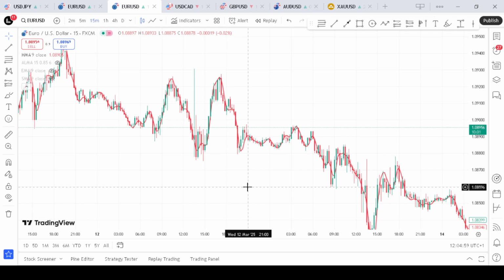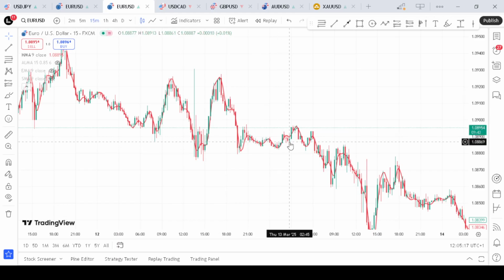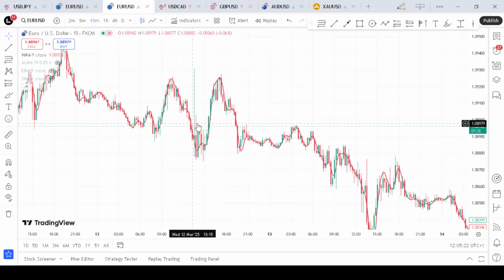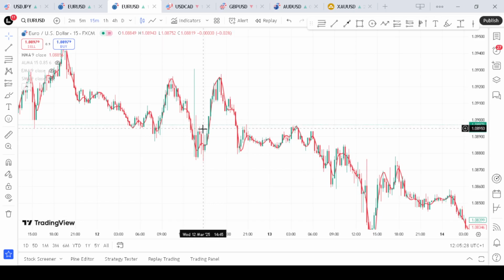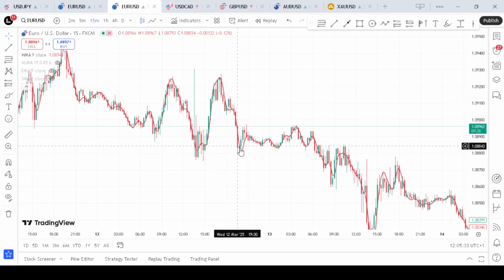Unlike traditional moving averages like the SMA or the EMA, which often lag behind price movement, the HMA provides a clearer and more immediate reflection of market trends. This makes it particularly useful for traders who want to react quickly to price changes. One of the key features of the HMA is its ability to reduce lag while maintaining smoothness. It achieves this by giving more weight to recent price data while still incorporating historical prices.